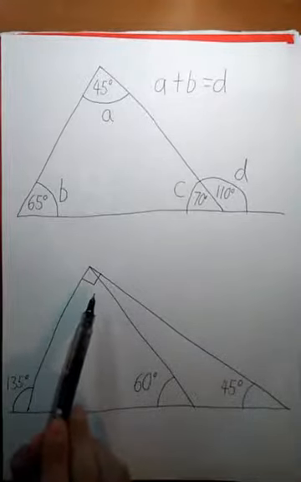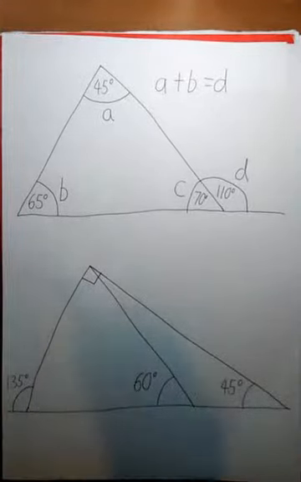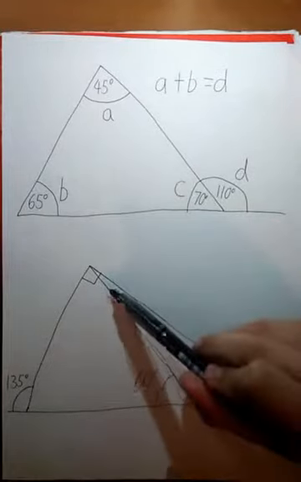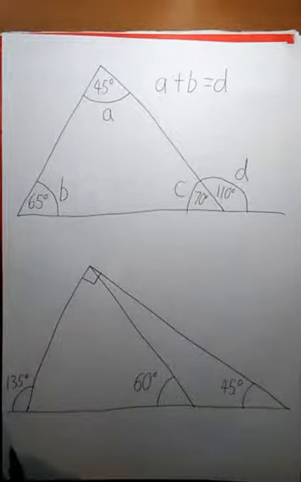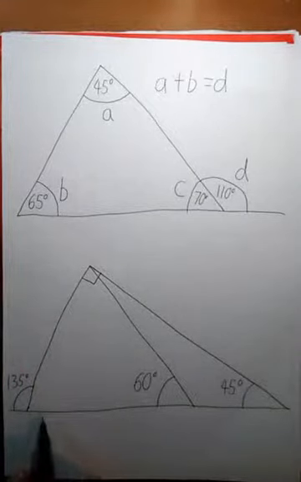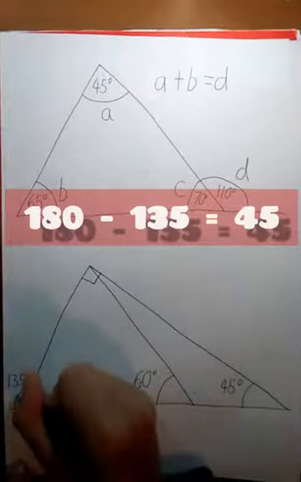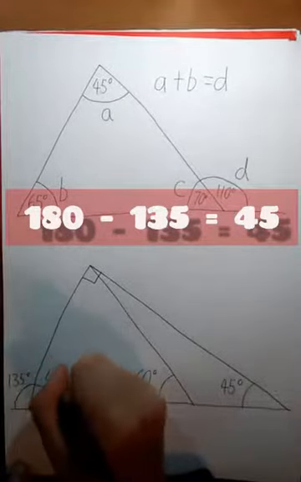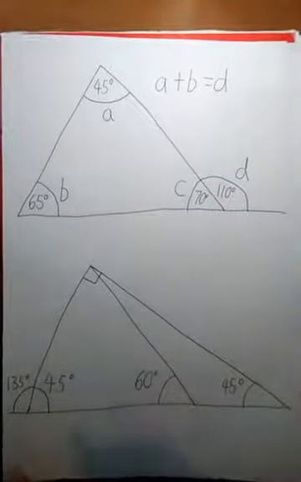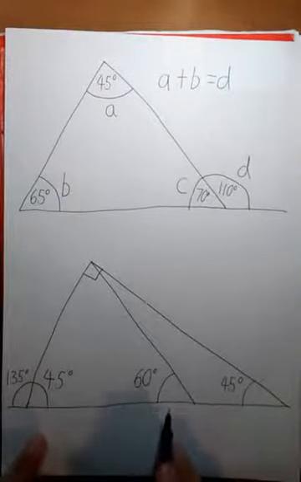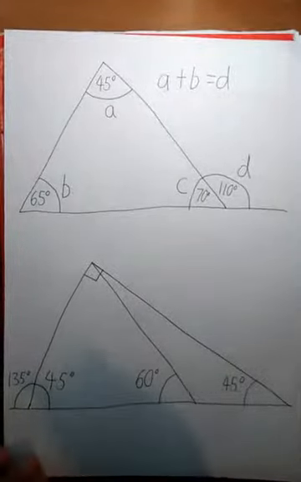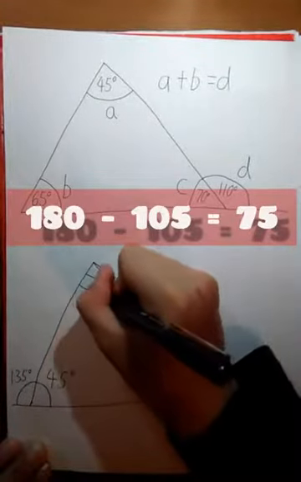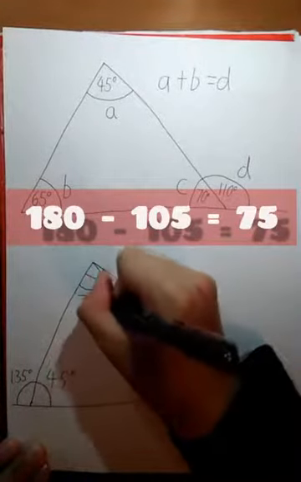We know that the square represents 90 degrees, but we can't write 90 degrees because it's made up of two angles. This one here and this one here. So we can't do that one just yet. However, we know that this is 180 degrees, and 180 minus 135 is 45 degrees. Now that we have two angles in this triangle, we can figure out the last one. 60 plus 45 is 105 degrees, and 180 minus 105 equals 75 degrees here.